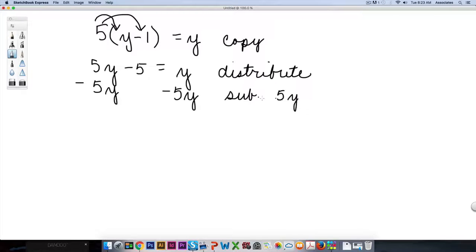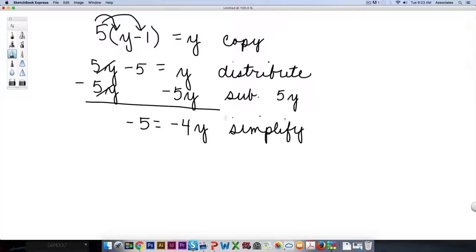All right, so these cancel out because they're inverses, so I get negative 5. And here's where my mistake was. y and negative 5y gives me negative 4y, and I had a typo there. All right, so that's simplify. Now I still got to get the y all by itself. It's multiplied by negative 4, so I'm going to divide both sides by negative 4. So I'm going to divide by the inverse, or divide by negative 4.